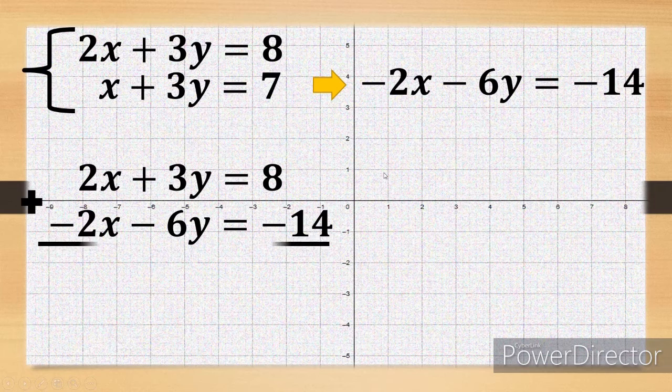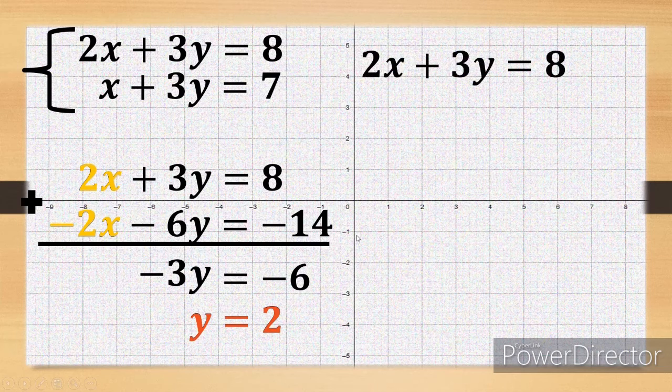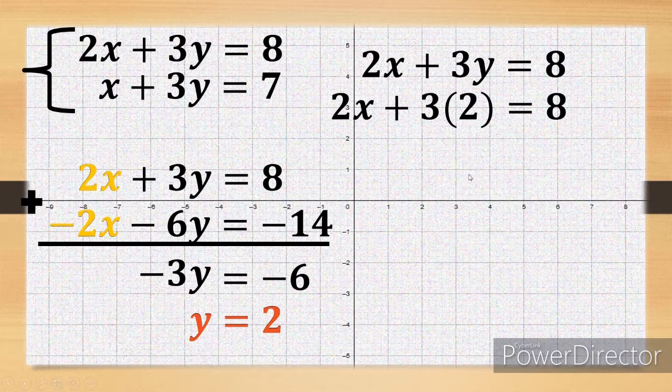Then, pwede na natin silang i-add since may ma-eliminate na tayong variable. And that is x. Since 2x plus negative 2x is 0. So, hindi na natin ito isusulat. Next, we have 3y plus negative 6y. We have negative 3y equals 8 plus negative 14 is negative 6. Divide both sides by negative 3 to find y. So, y is positive 2. Y is 2. So, to find x, substitute lang natin si y equals 2 sa isa sa original equation na meron tayo. Okay, so let's have 2x plus 3y equals 8. Substitute 2 sa y. So, we have 2x plus 3 times 2 equals 8.